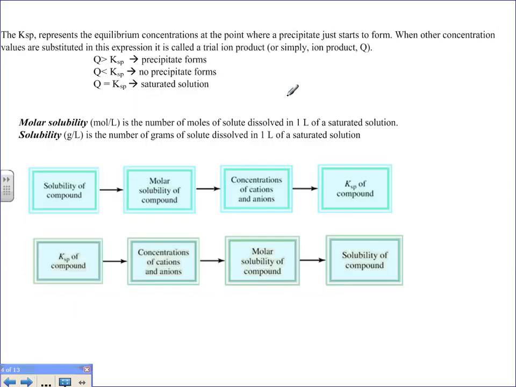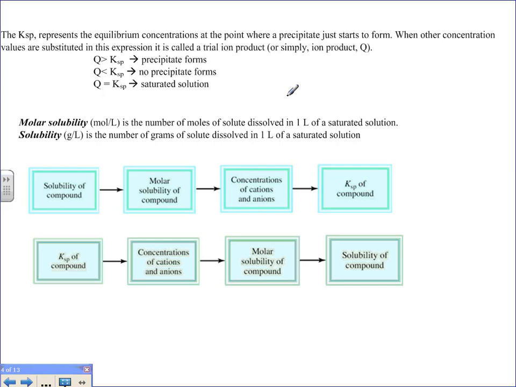Now, because the Ksp represents the saturated solution, it is also a good indicator for whether or not a precipitate will form. Just like in our original equilibrium unit, we examined the expression Q. We called it the reaction quotient. In solubility equilibrium, we call this the trial ion product. It's a product that we sub into when we don't know whether or not we're at equilibrium. So we call that Q.